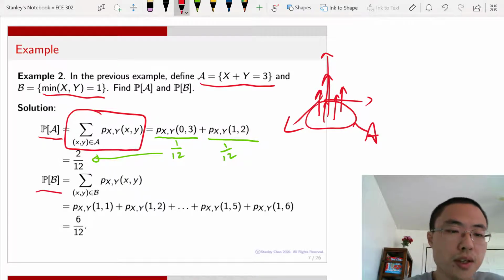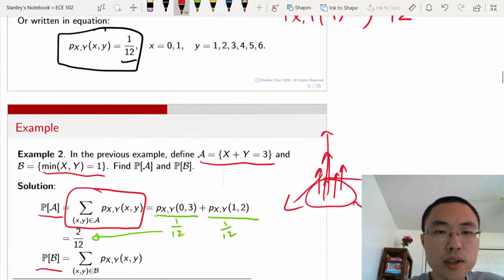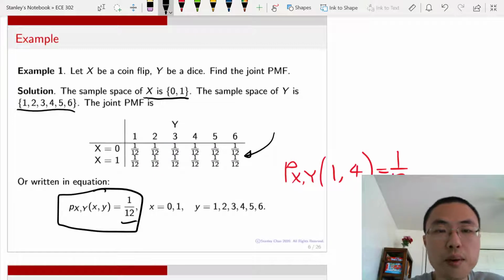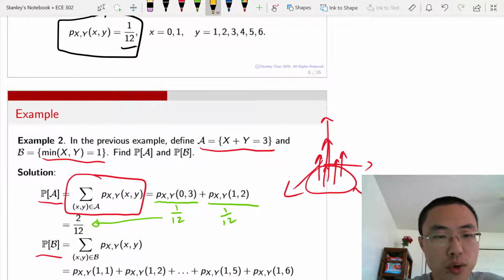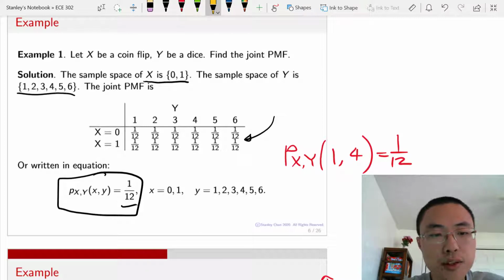The event B can be calculated in a similar way, where now you look at the minimum of x and y equals to 1. So this is a little bit more difficult problem, but it's actually not too bad. Let's take a look. You want the minimum of x and y to be 1. Okay, so you go to this table again. If your x is 0, y is 1, what is the minimum? The minimum is 0, so that doesn't count. Okay, your x is 1, y is 1. The minimum of 1 and 1 is 1, so this works.